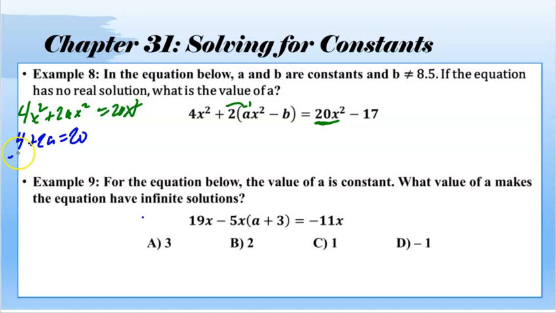To get 2a by itself, I'm going to subtract 4. I'm now left with 2a equals 16. So I know that 2 times 8 gives me 16, so A has to give me 8.